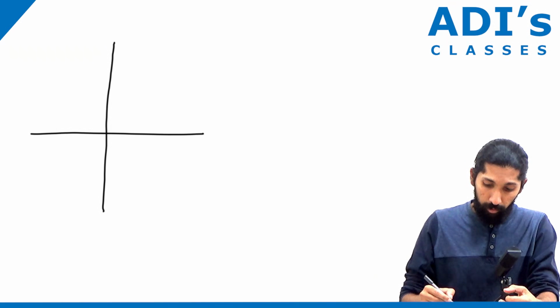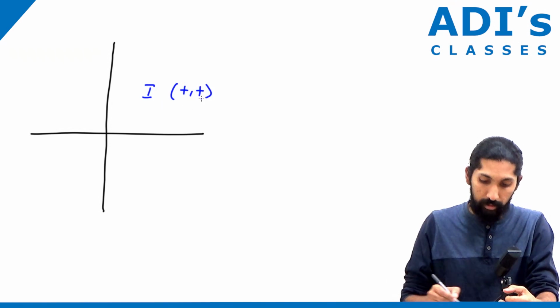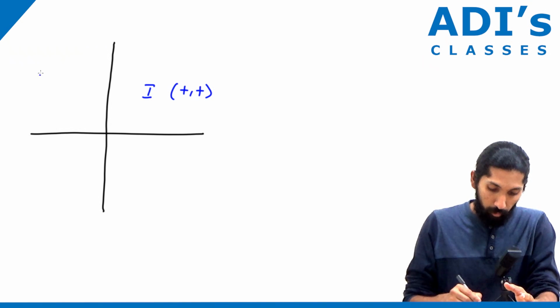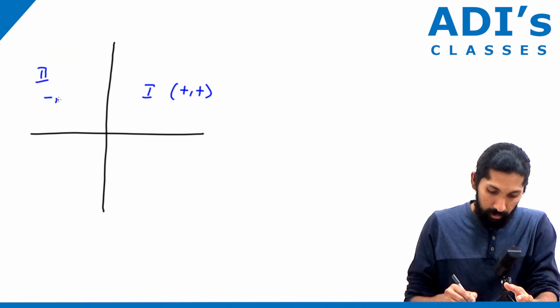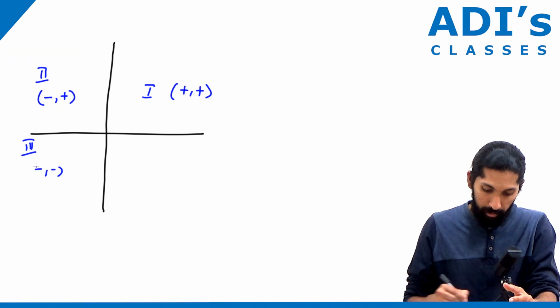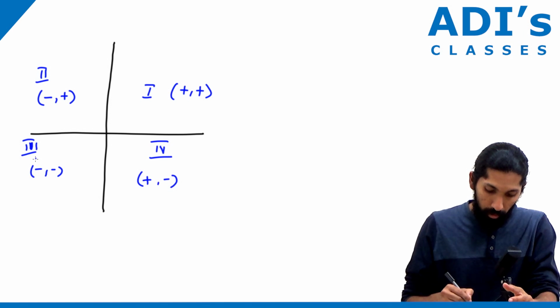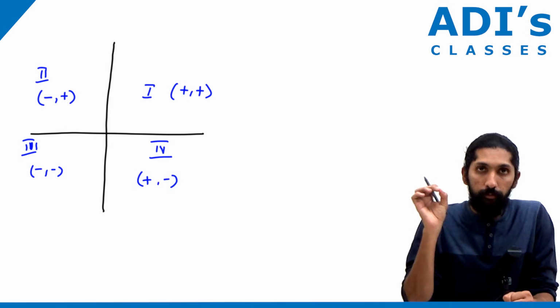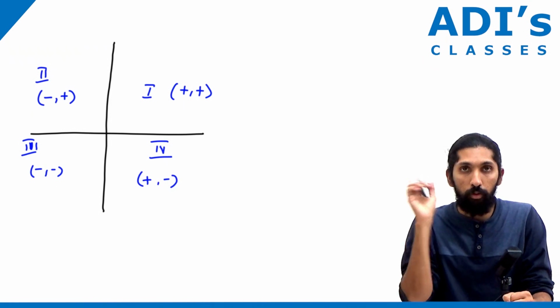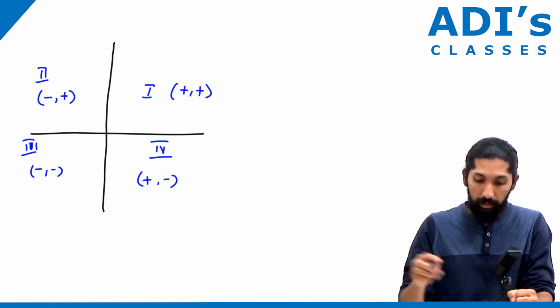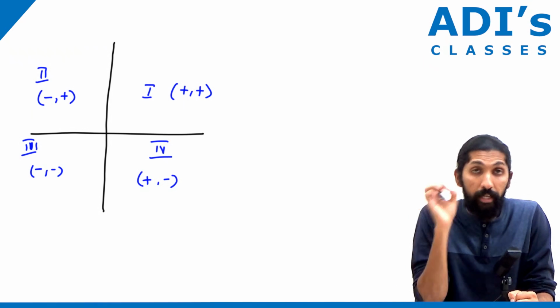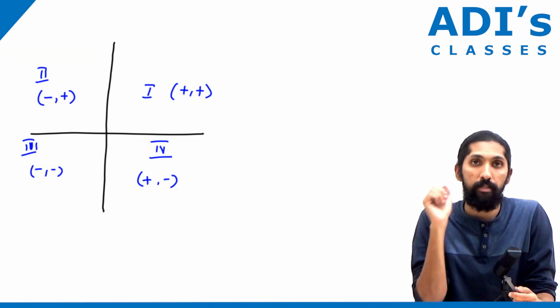So here we know that this is the first quadrant, where you have both plus, plus. Second quadrant, you have minus, plus. Third quadrant, minus, minus. And fourth quadrant, you are going to have plus, minus. Now, we know the signs of the coordinates in these four quadrants. Again, I'll tell you, this is for a plane. This is not for a space.